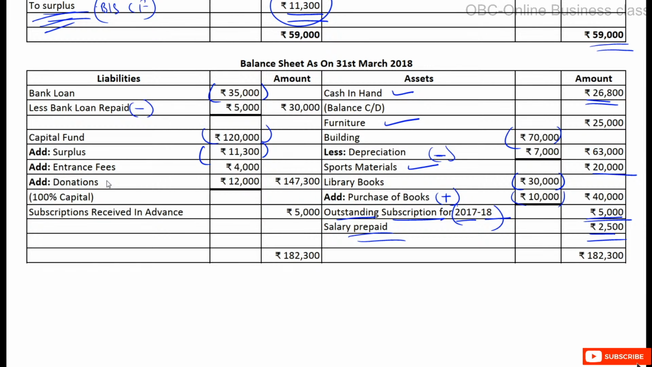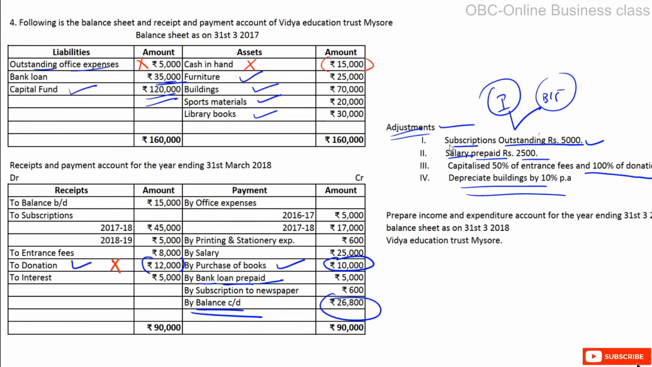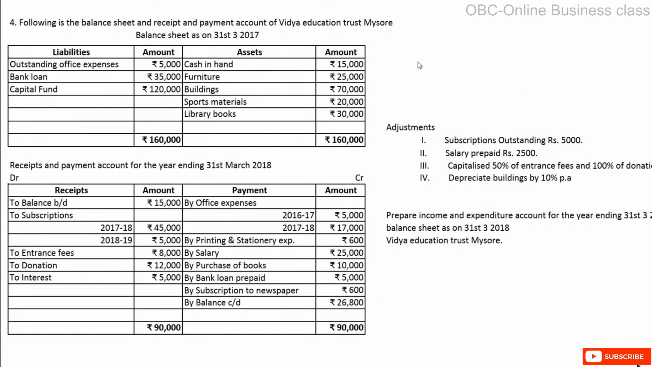Next, if there is any capitalized item, look at the adjustment here. If you look at the adjustment, 50% of entrance fees and 100% of donation should be capitalized. That means you should enter 50% of entrance fees in the balance sheet and 100% of donation. So capitalizing 50% of entrance fees means out of 8,000 we need to enter 4,000 rupees in the balance sheet and 4,000 rupees in the income and expenditure account. We already did that. So now 4,000 is remaining. Write 4,000. Then donation 12,000.